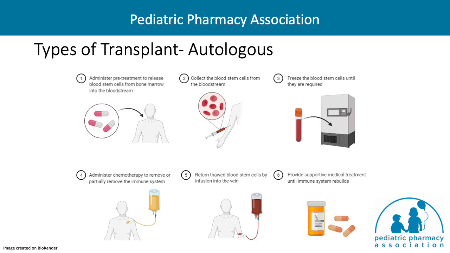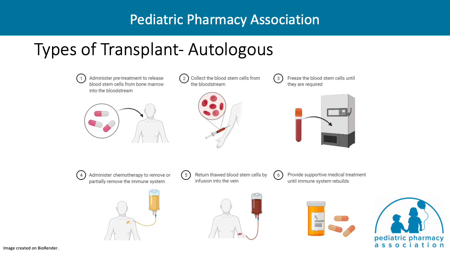So there are two types of transplant that we will discuss. The first is autologous transplant. In autologous transplant, the patient serves as the donor. First, stem cells are mobilized to release from the marrow and into the bloodstream. Stem cells are then collected from the bloodstream and frozen until they are needed.